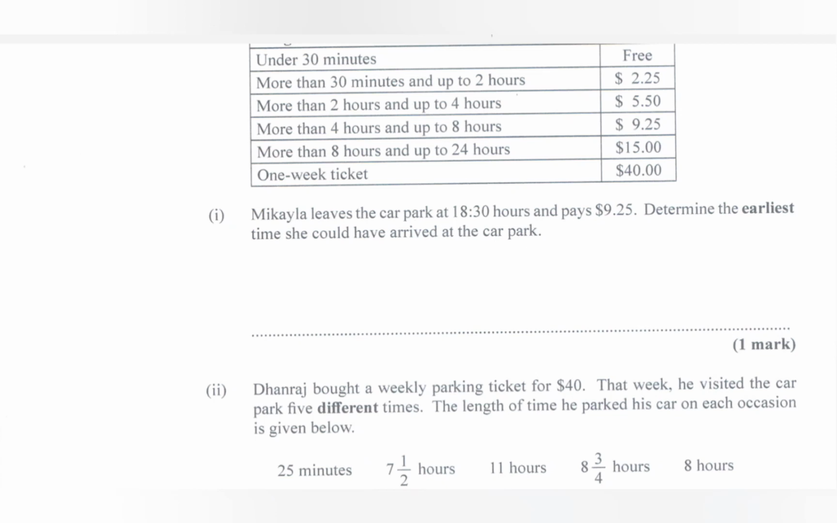Let us use the table to determine how much he would pay each day if he had not bought the 1 week ticket. So for the first day, he would be there for 25 minutes, so he would not pay any money because under 13 minutes would be free. So 0 for the first day. The second day he spent 7.5 hours, so he would fit into the third category that says 4 hours up to 8 hours. So that one would mean that he would be paying $9.25.